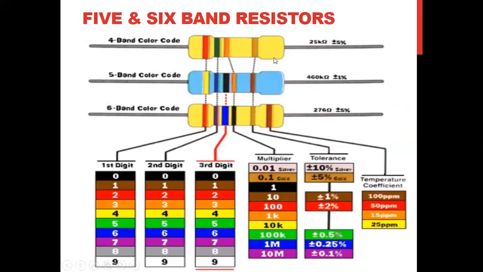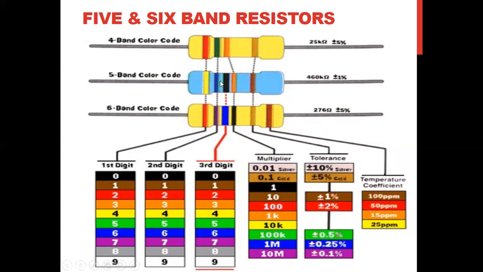So let us see here more clearly. So 4 band color code: this one is the first digit, this one the second digit, this one the multiplier, this one the tolerance. So from here, first is red, 2, second one is green, 5, so 25. Third one is orange, the value of orange is 3, means 10 to the power 3. Okay, so 10 to the power 3 means kilo. So 25 kilo ohm. This one is gold, plus minus 5%.